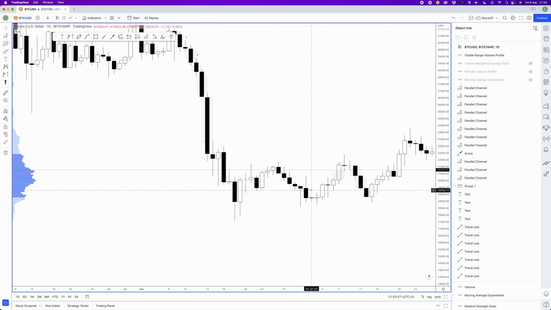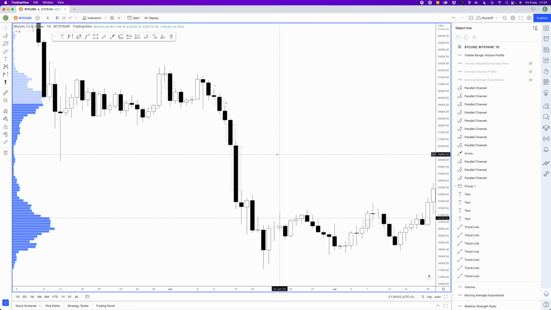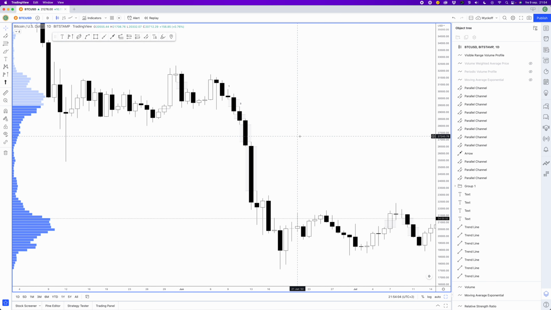So this is how you can start to use this technique to gain some additional understanding of your price action.